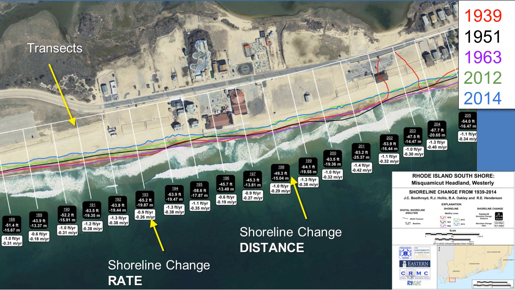These maps are all in a downloadable PDF format for your area of interest. Transects have been drawn across all Rhode Island's coastline. Each shows the actual shoreline change distance and the long-term rate of change between 1939 and 2014. The colored lines on the map correspond with the year that the shoreline was mapped.